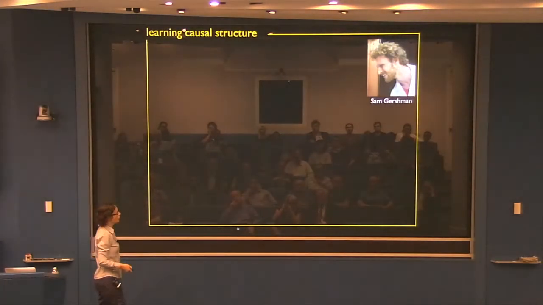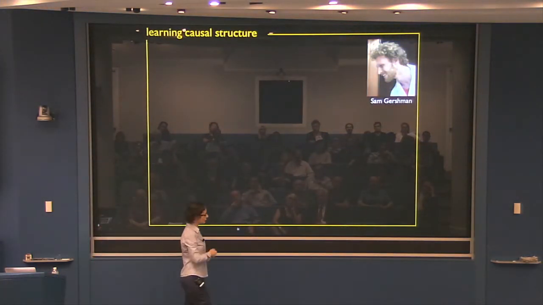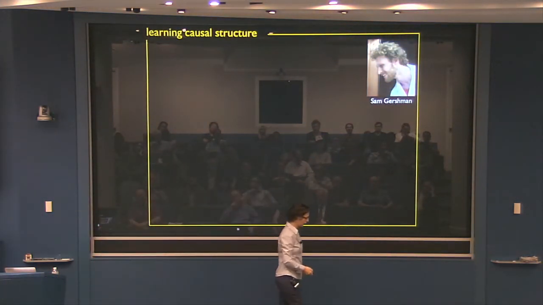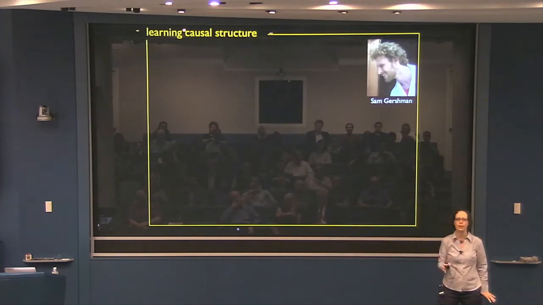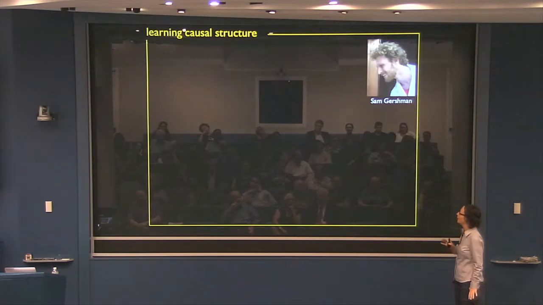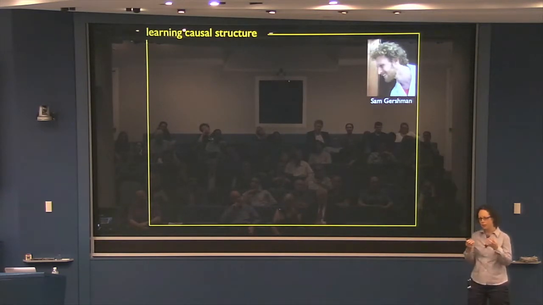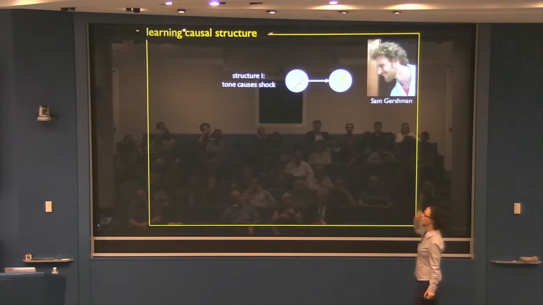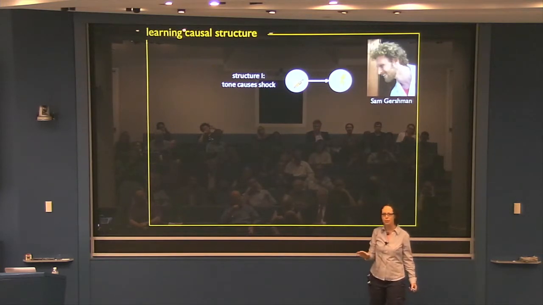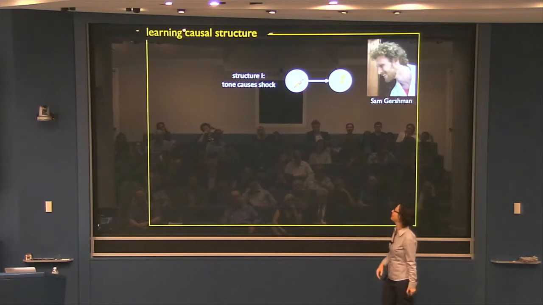So my former student, Sam Gershman, who just now started his own lab at Harvard University, had the idea that maybe we've been underestimating animals completely. And they might not be learning what we thought. So we thought that they were learning that tones cause shocks. But as you know, tones don't cause shocks. That would be untrue for the animal to learn.